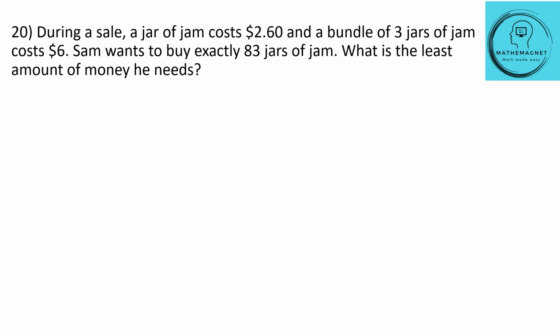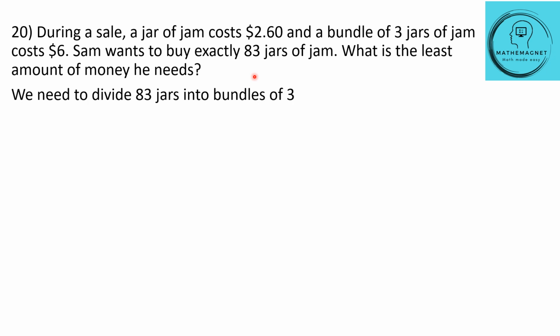So now over here we know the cost of one jar, and also we know when they are selling in bundles of 3, it costs $6. So when Sam wants to buy 83 jars, he needs to reduce the cost. If he considers only the 2.6 price, he will be paying a lot more. So over here we will consider the bundles of 3 jars first, and then the balance will be considered as individual jars. So to find how many bundles of 3 jars there are, we will divide 83 by 3.